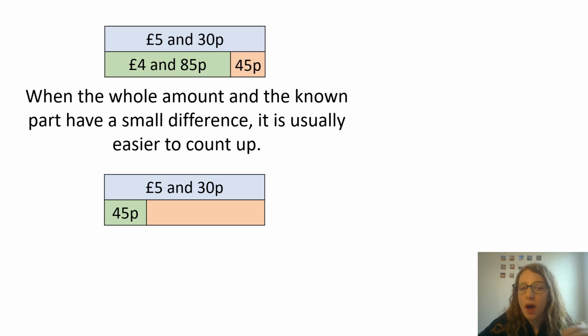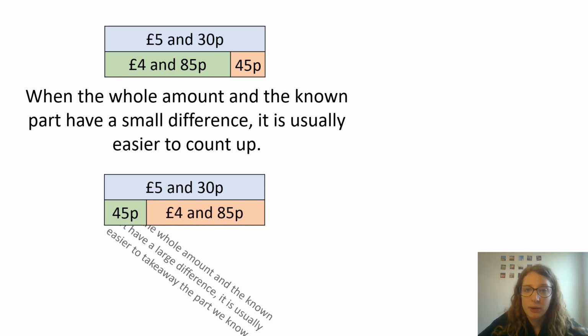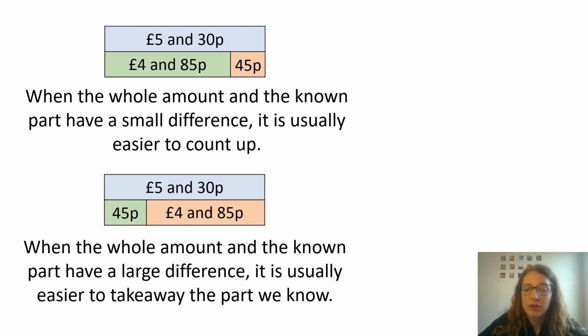Okay, so when the whole amount and the unknown part are quite similar and there's a small difference, it's usually easier just to count up. Okay, so like I just did from £4.85, because it's only a small difference up to £5.30, I can just count on. Whereas on the bottom one, where it's £5.30 as our total, but I've only got 45 pence, it's easier to do a subtraction question starting with the biggest amount. Okay, so £4.85 would go in the gap, and when the whole amount and the known part have a large difference, it's easier to take away.